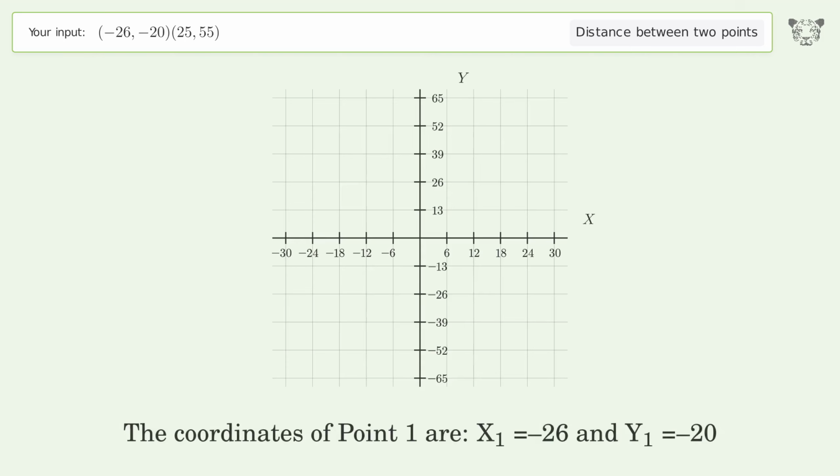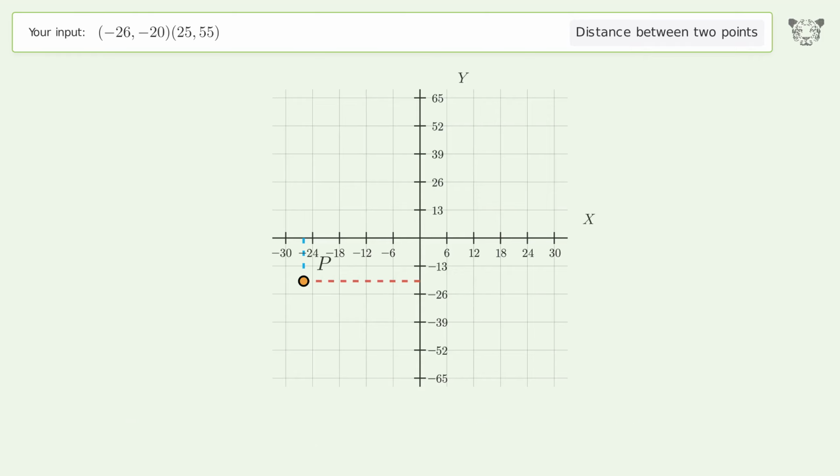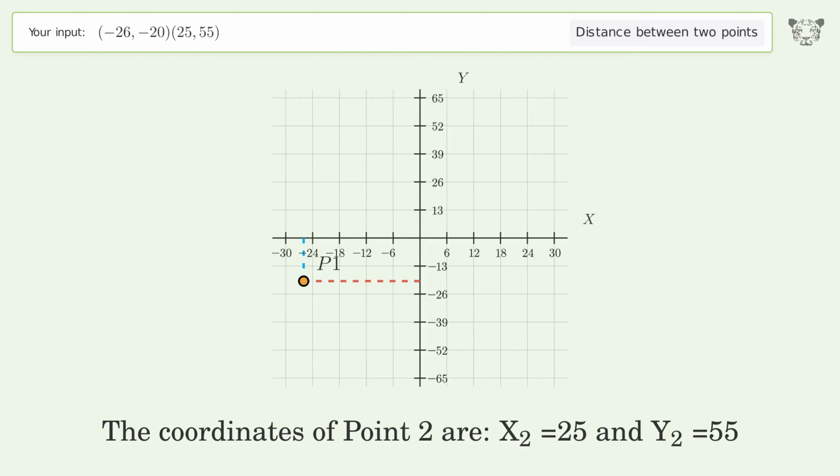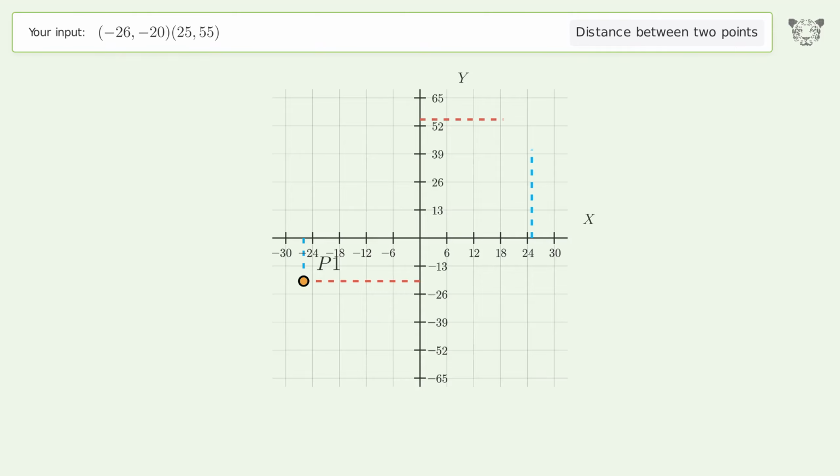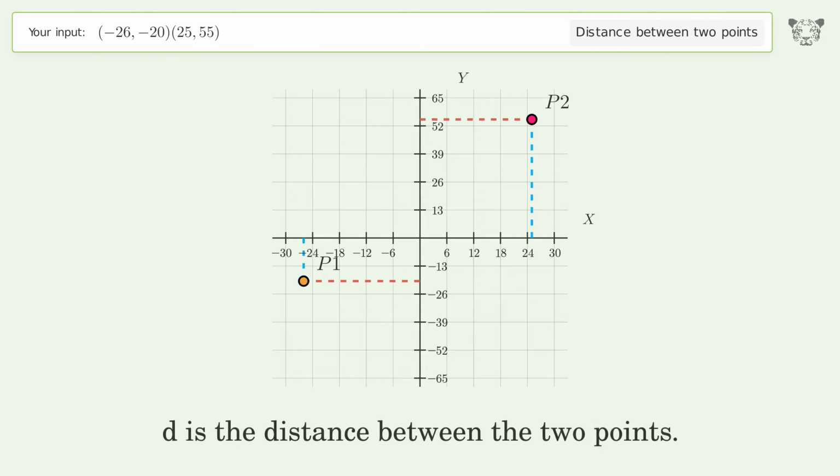The coordinates of point 1 are x1 equals -26 and y1 equals -20. The coordinates of point 2 are x2 equals 25 and y2 equals 55. D is the distance between the 2 points.